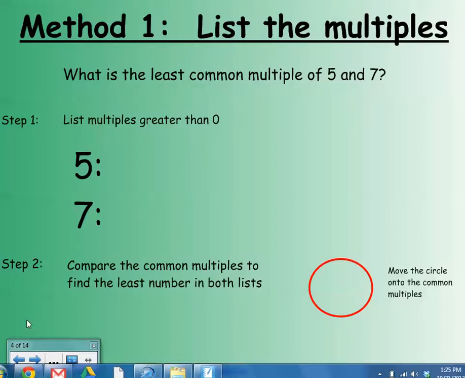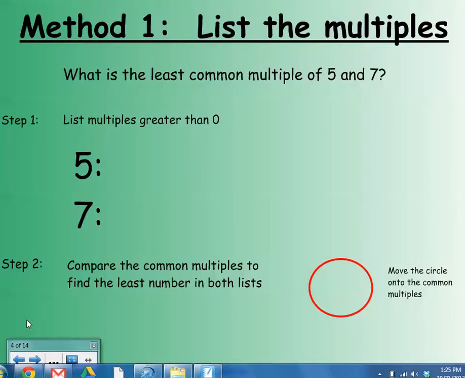So on your paper it says number 1, list the multiples. So one way of finding the least common multiple is to literally write out all the multiples up to, not all of them obviously because it'll keep going forever, but to write out a bunch of the multiples and then look at two numbers and see, well, what's the smallest one they have in common? Again, this time we're looking for the smallest one they have in common, not the largest one.